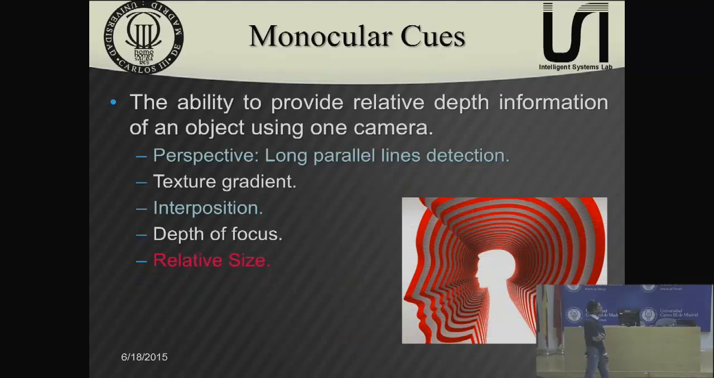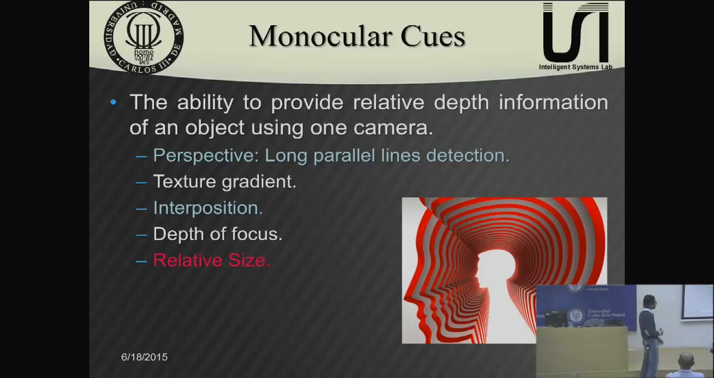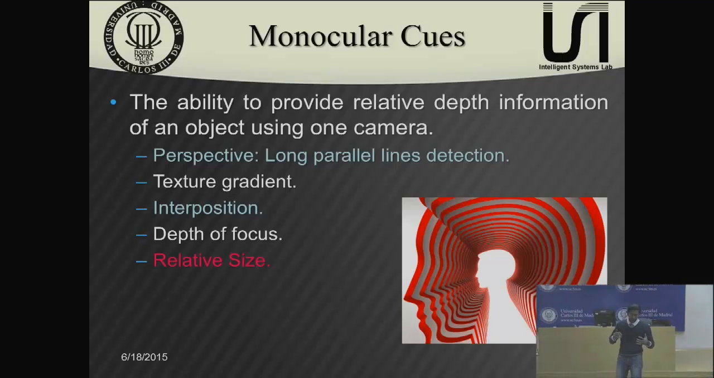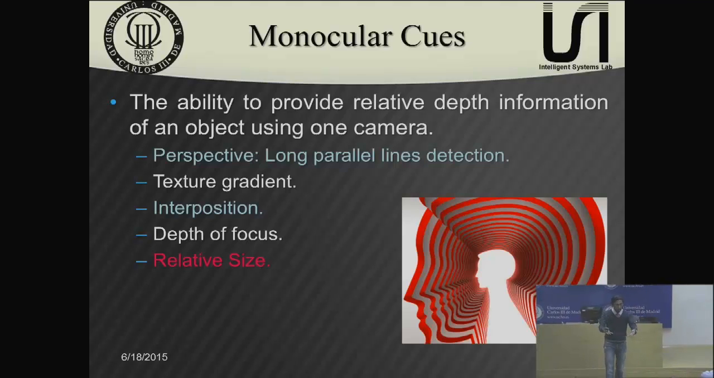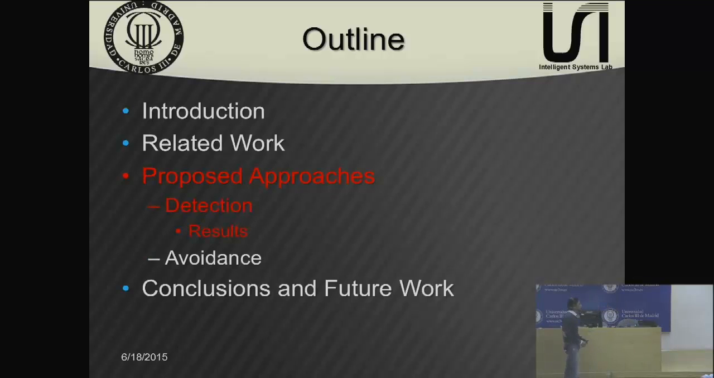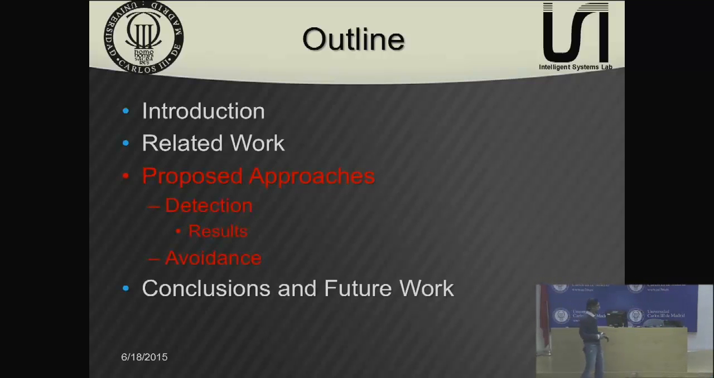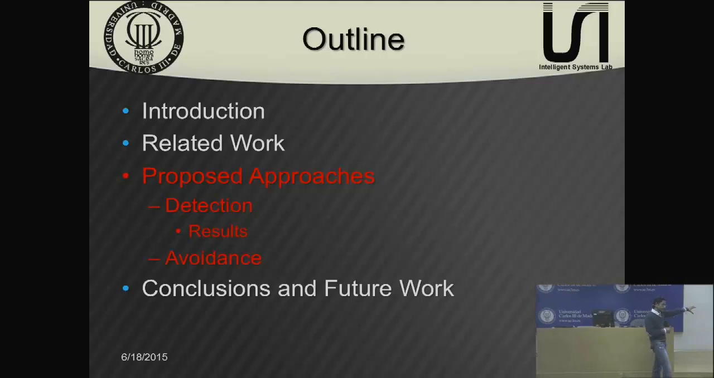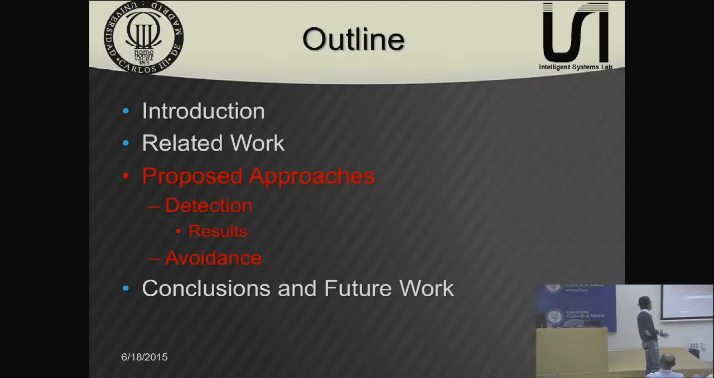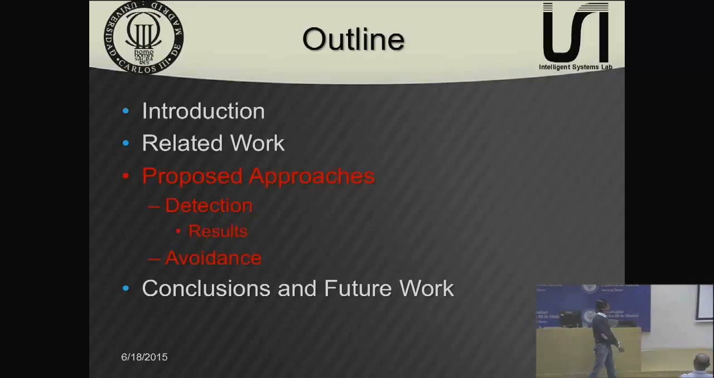Another example is relative size, which is where we work. With relative size, we can estimate the size, and from the size we can estimate if the obstacle is closer or far, when we estimate the expansion of the size. These are the three categories, and we will work with relative size estimation, so, the detection.